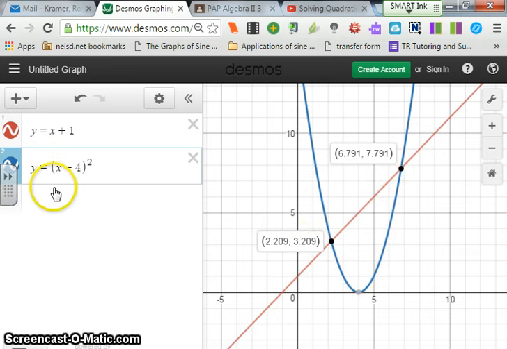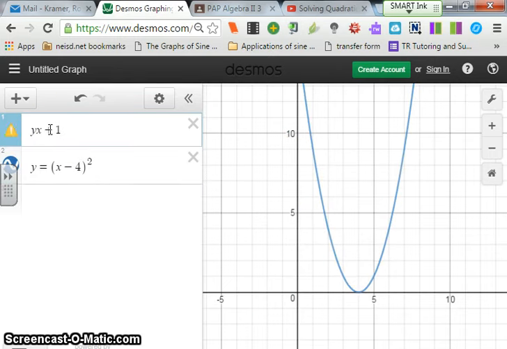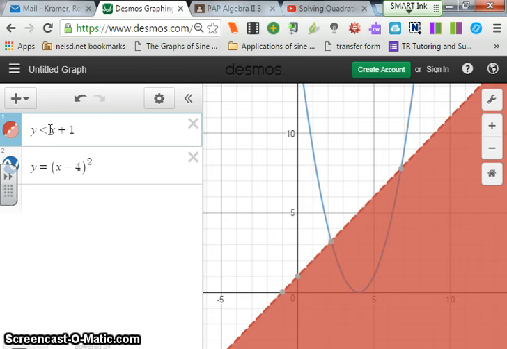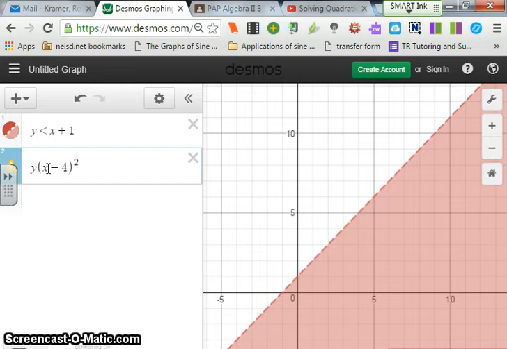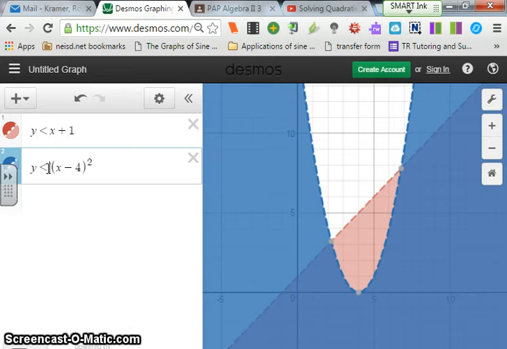Now, since these are both equations, they're specific points. But let's say we make them into inequalities. Now notice that all these points below this line are solutions to this inequality. Okay, if we change this one, notice all the solutions below the parabola are solutions. And so the solution to this system would be where they overlap. So any point in this double shaded region would be a solution to this system right here.